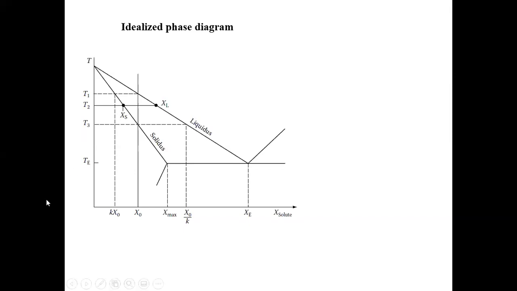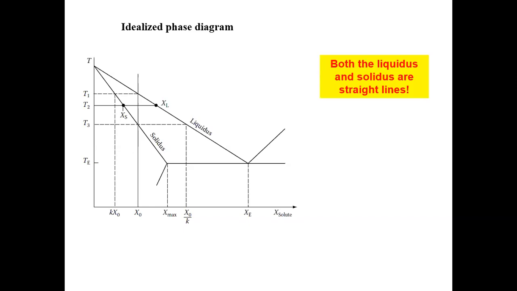You can imagine that we're looking at an alloy with very low composition X naught, probably 1% or 2%. In that very small, dilute region, we can consider these two curves as straight lines. This is a very important approximation that we're making. So if X naught is very small, a dilute solution, we can approximate both the liquidus and solidus as straight lines. This will make our analysis much easier.